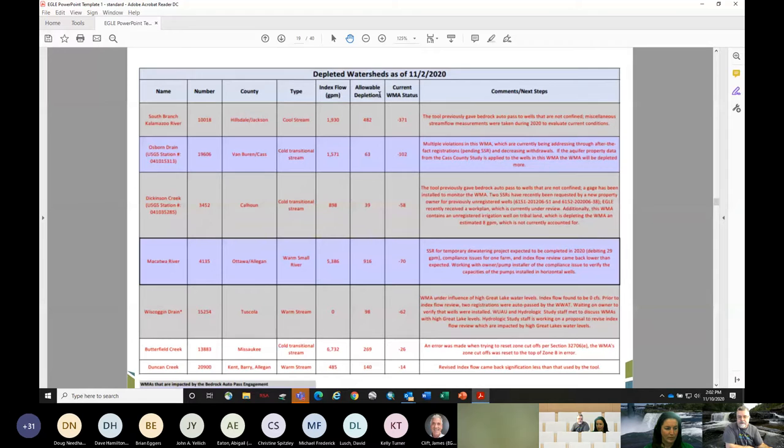So comparing the value in the allowable depletion column to the current water management area status, you can see, for example, Osborne Drain in Cass County, which is a cold transitional stream, is currently at minus 102, and it's only allowed 63 gallons per minute. So it's going to be a very hard lift to change a no to a yes in that watershed, versus, for example, Macatawa River, minus 70 currently, but allowable depletion 916. There's a lot more room to play with.